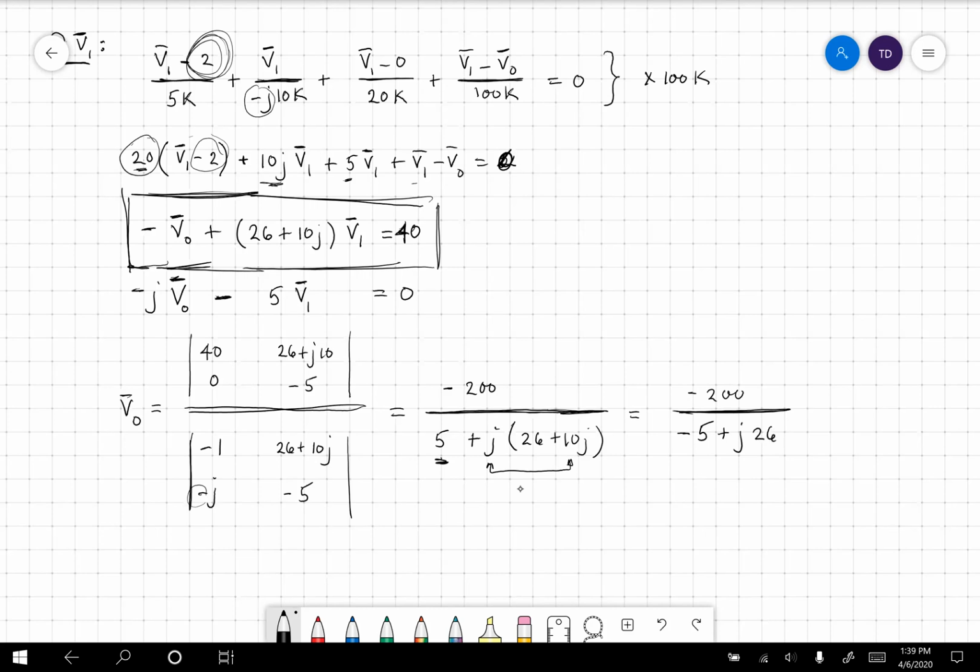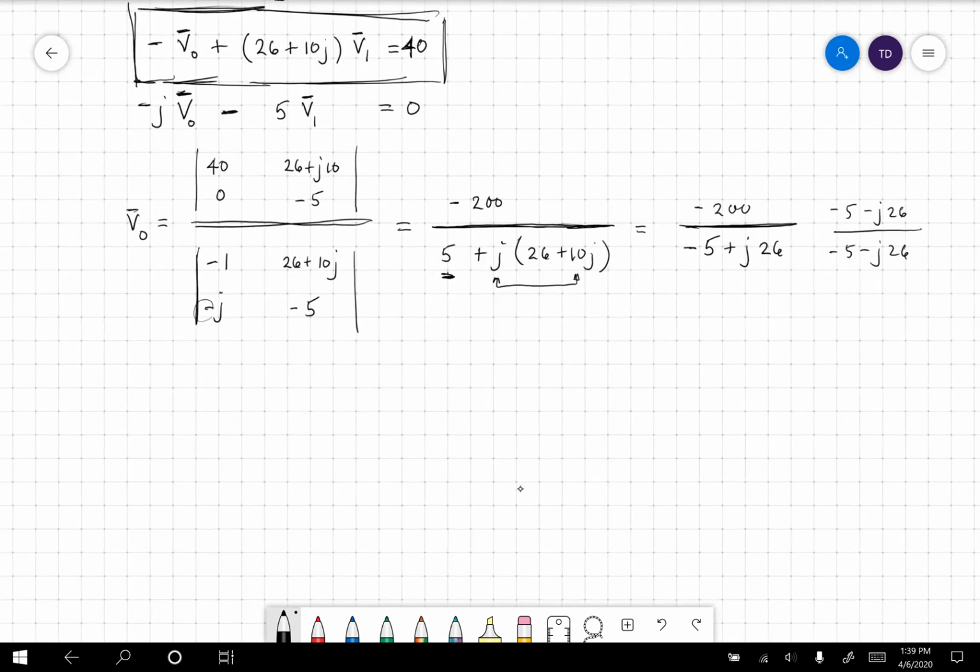I don't like that denominator because I need to go back to polar form, so I'm going to multiply by minus 5 minus j 26. Minus 5 minus j 26. And so let's see what that's equal to. That's equal to minus 200 divided by 5 squared plus 26 squared. We'll get that number, don't worry about that. And then I'm going to take this negative, multiplying those negatives all makes it a positive, so I'm going to get rid of this negative on my 200. And so it's times 5 plus j 26.